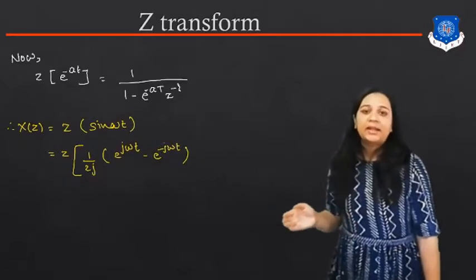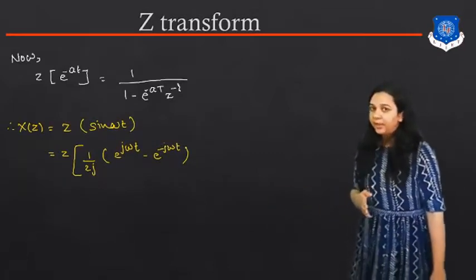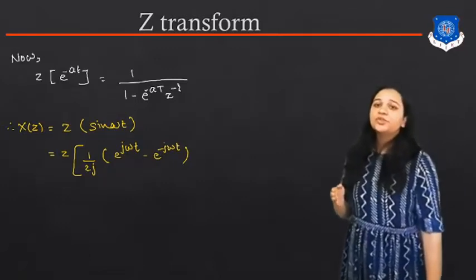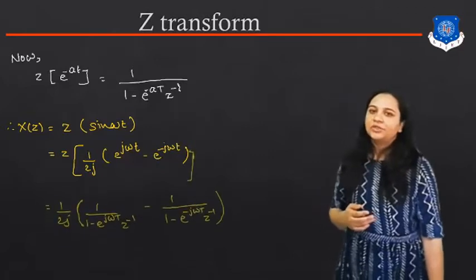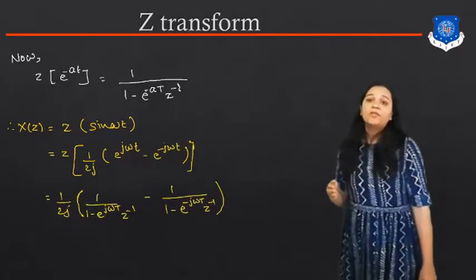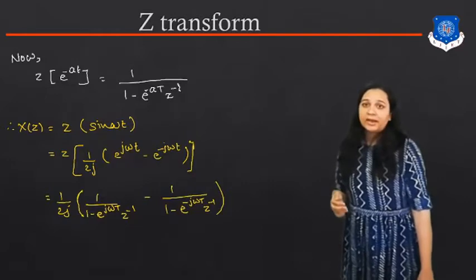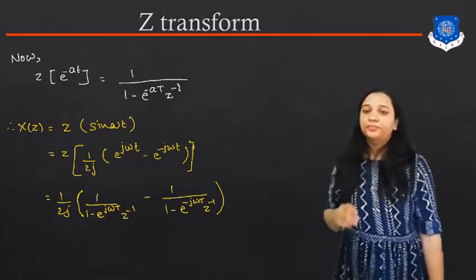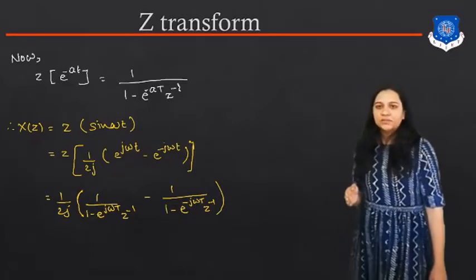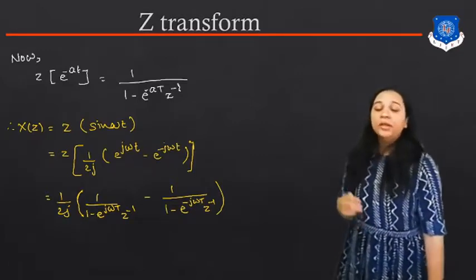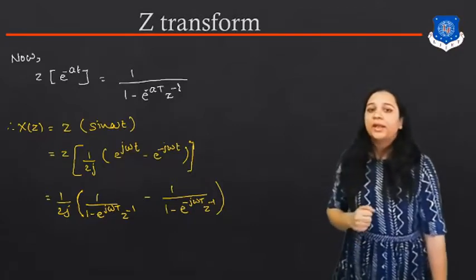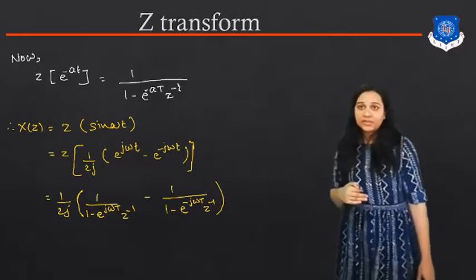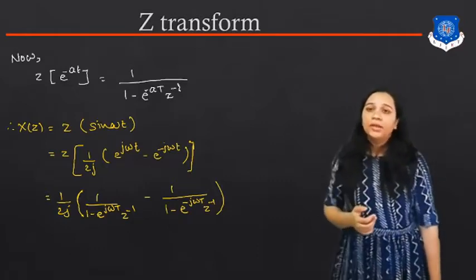So x of z is equal to the z transform of sin omega t. Put the value of sin omega t, which is equal to e raised to j omega t minus e raised to minus j omega t, over 2j. So we can get 1 upon 2j in this bracket, 1 upon 1 minus e raised to j omega t z raised to minus 1, minus 1 upon 1 minus e raised to minus j omega t z raised to minus 1. Okay, we have to directly derive this equation using the above equation.